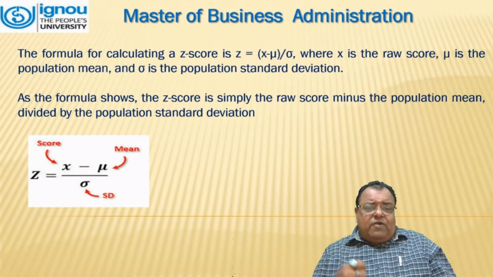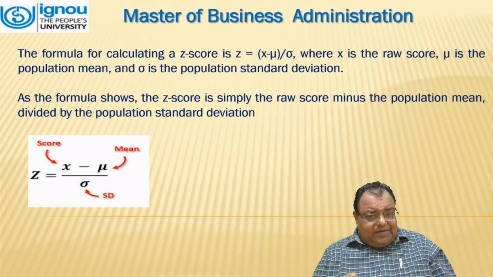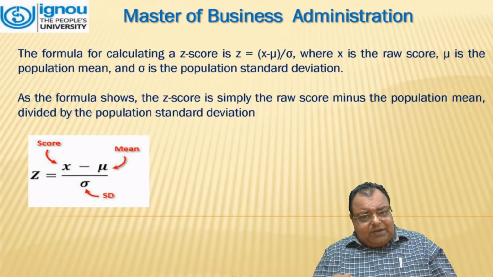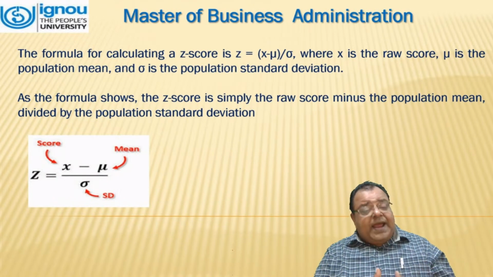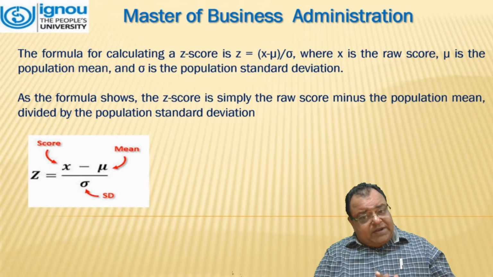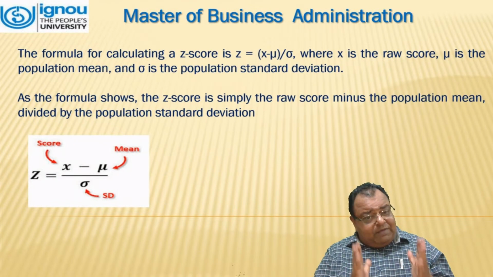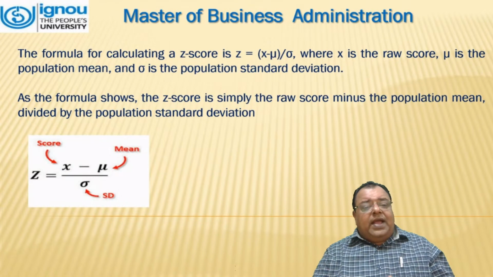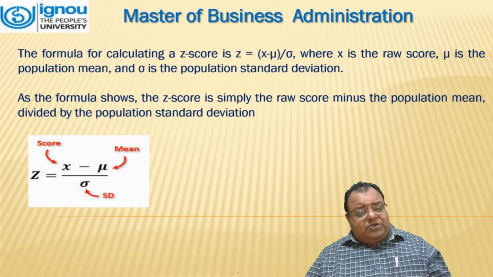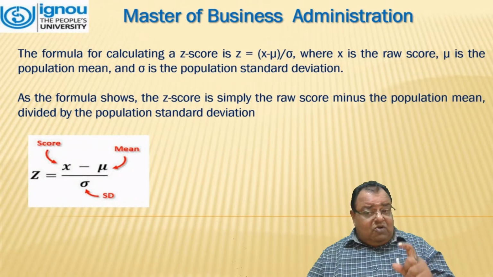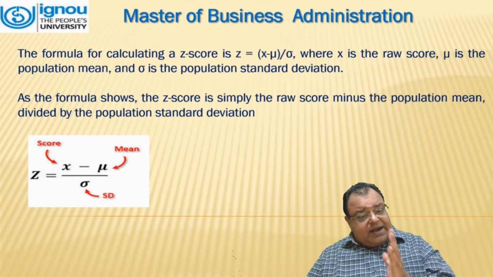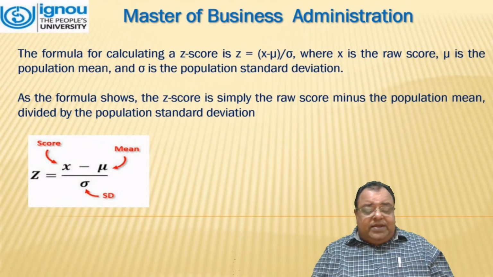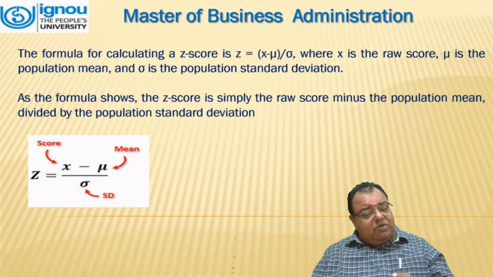The formula for calculating z, that is, z is equal to x minus mu over sigma, where x is the raw score, mu is the population mean, and sigma is the population standard deviation. All these three values will be given to you in the problem. As the formula shows, the z is simply the raw score minus the population mean divided by the population standard deviation. That is, z equal to x minus mu upon sigma.